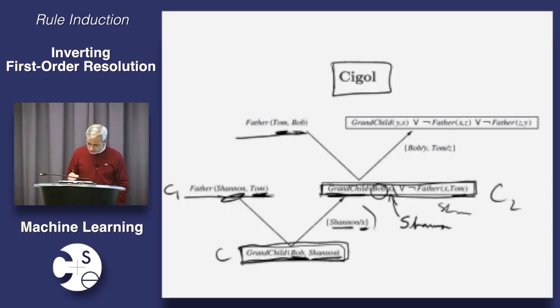So why did I do this? Why is my theta 2 to the minus 1 actually Shannon replaced by X? Why did I do that? I didn't have to. At the same time, I'm free to do that, right? Because with this as the substitution, if I have grandchild Bob X, and then I replace X by Shannon, I get grandchild Bob Shannon, and everything goes through. So this also works. But why did I go to the trouble of replacing Shannon by X?